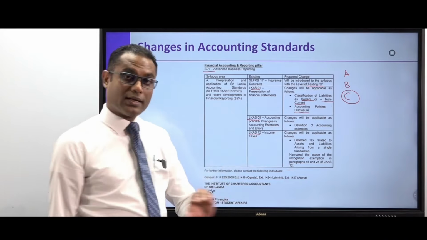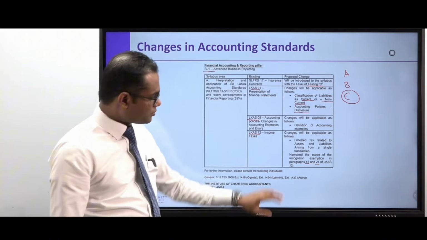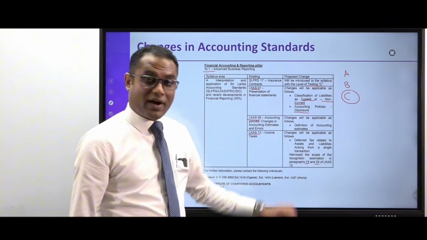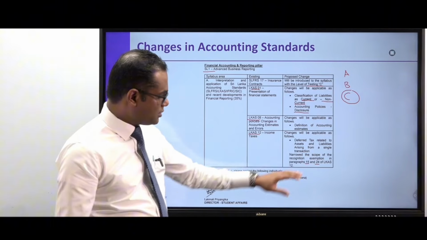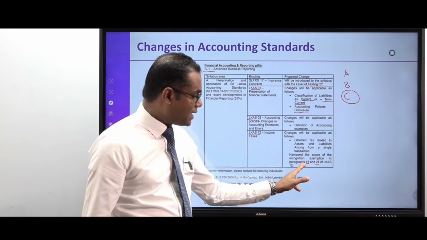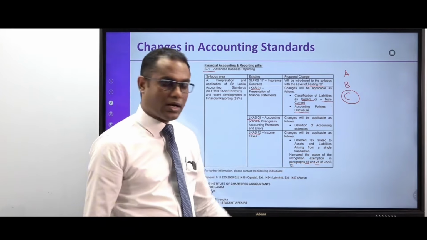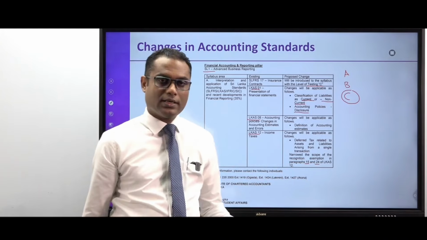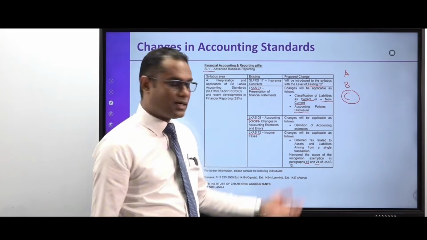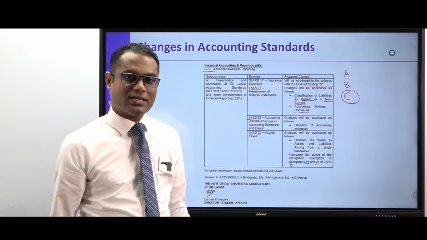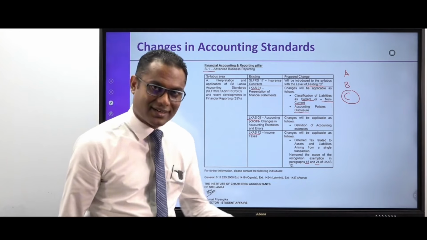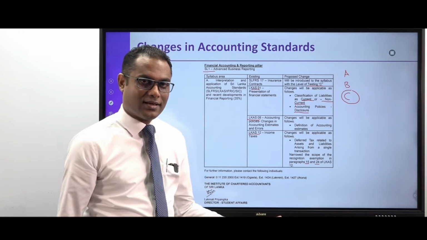But in para 15 and 24 of this standard, LKAS 12, it provides certain exemptions to this general rule, which means if the criteria mentioned in para 15 and 24 are satisfied, even though there's a temporary difference, you don't need to recognize the deferred tax asset and liabilities. So exemptions were given in the standard.